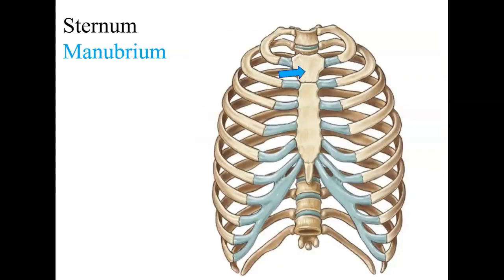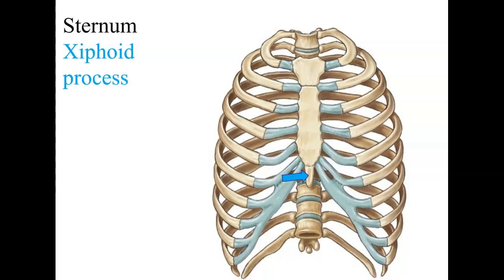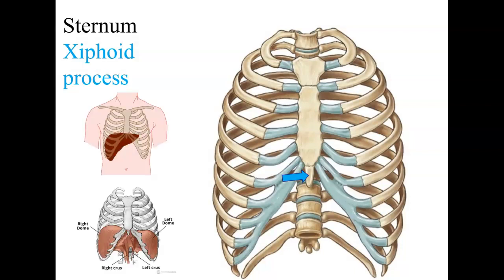So the sternum is made of three parts. The top portion, or smaller bone there, located right there where the arrow is pointing, is called the manubrium. We then have the sternal body, and then we have the xiphoid process. The xiphoid process is an interesting part to learn because in CPR, if you press on that particular bone, it can detach and lacerate organs that are underneath.